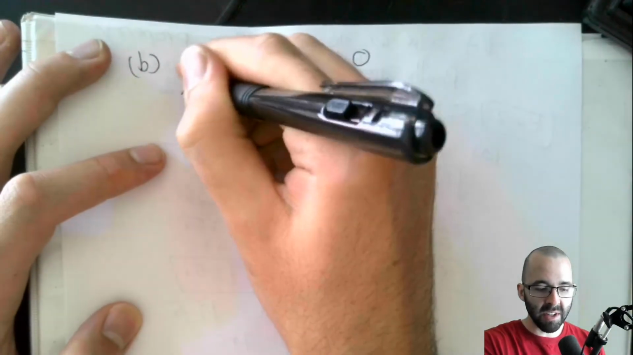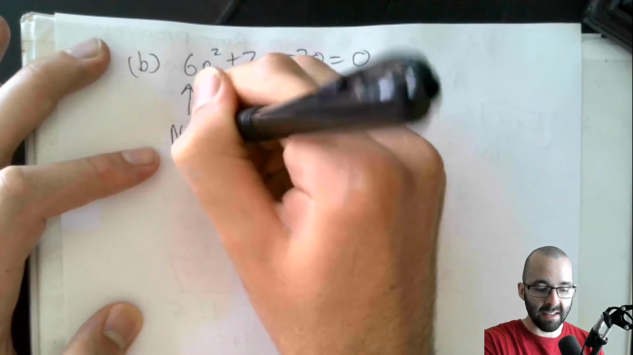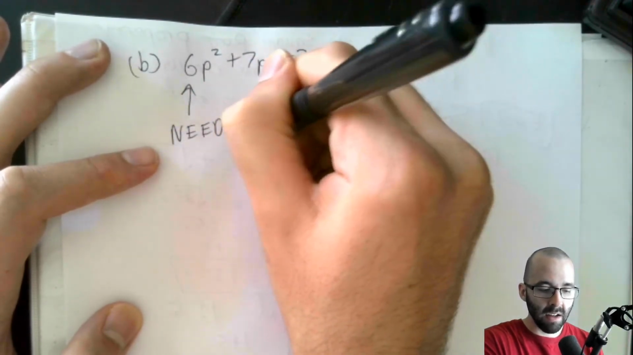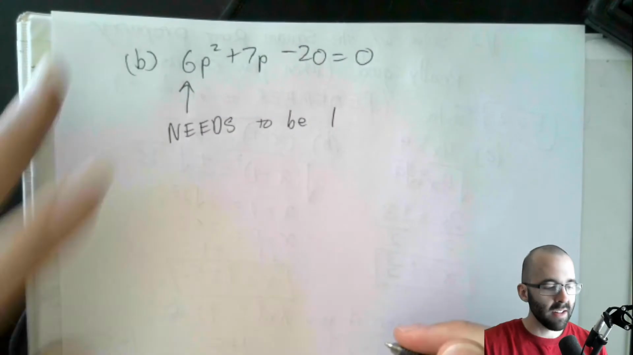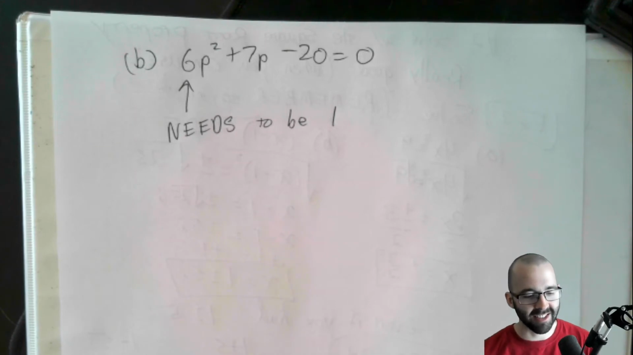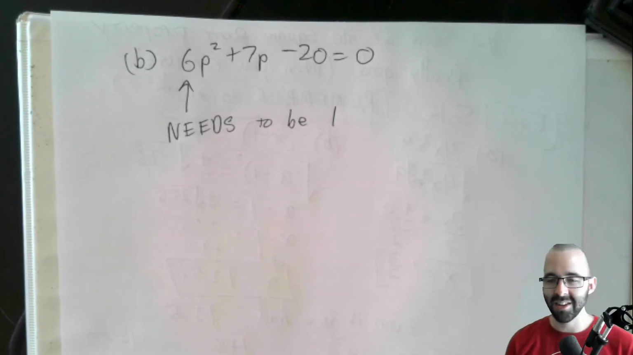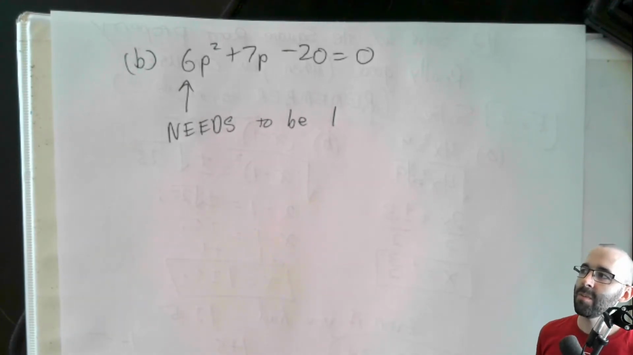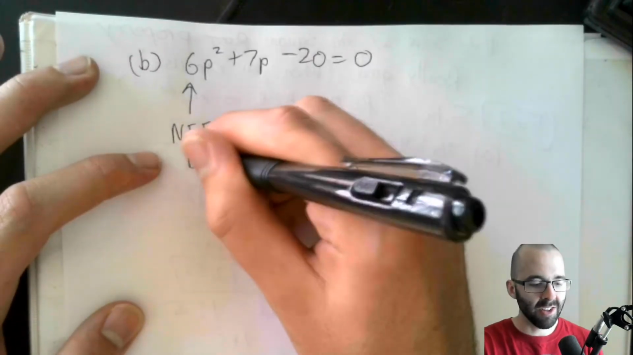In order to complete the square, this needs to be a 1. 6 is not 1. You don't have to be a math instructor to know that. You can tell all your friends 6 is not 1, and they'll believe you. You won't have to convince them. In order to become 1, we have to divide everything by 6. So divide by 6.